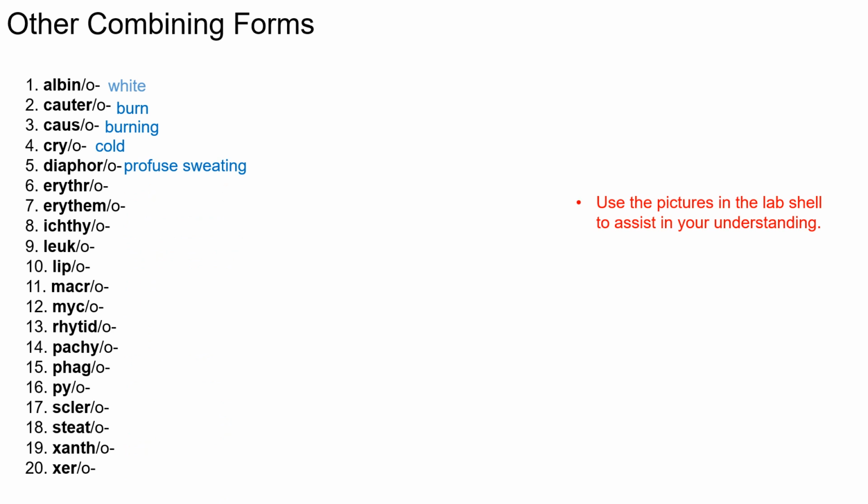Diaphoro is profuse sweating. Erythro means red. Erythemo means redness. Ichthyo means fish-like. And leuco means white. Lipo is another combining form for fat. This one is going to be used more for looking at a condition that we'll see later on, not looking at the tissue that makes it up. We use adipo for that.